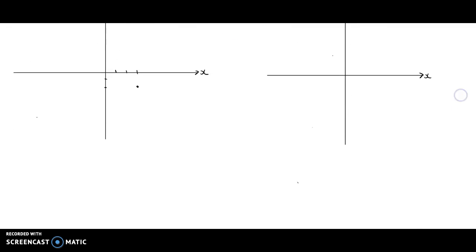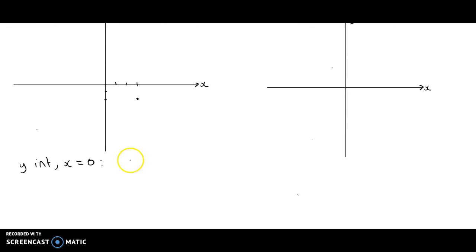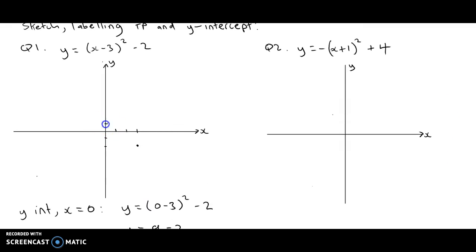So in order to find the y-intercept, we need to solve for x equals 0. So y equals (0 minus 3) squared minus 2. So y equals minus 3 all squared is 9, minus 2. So y equals 7. So we know our y-intercept will be up at 7.